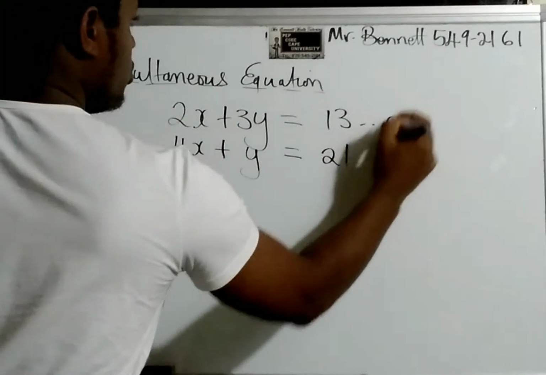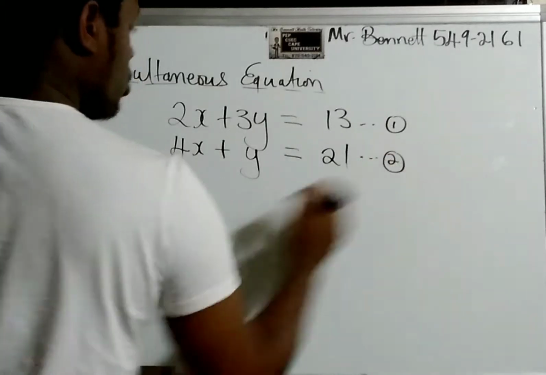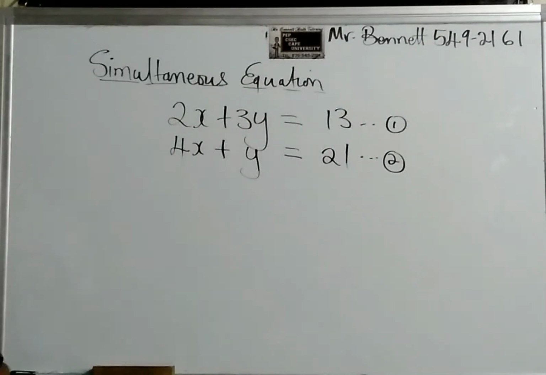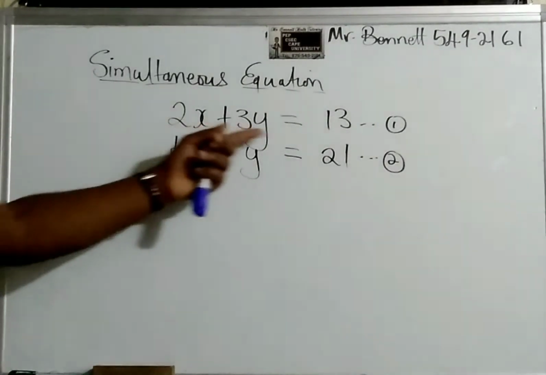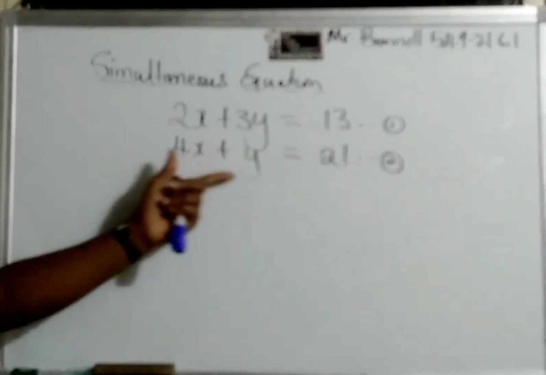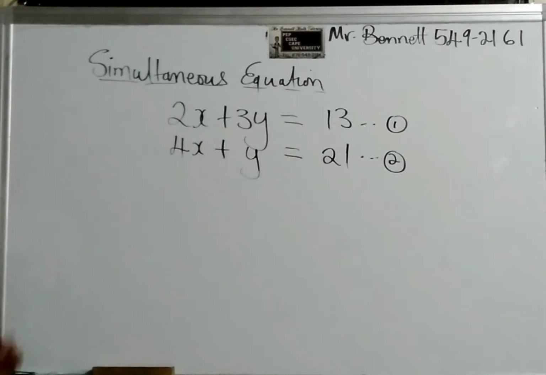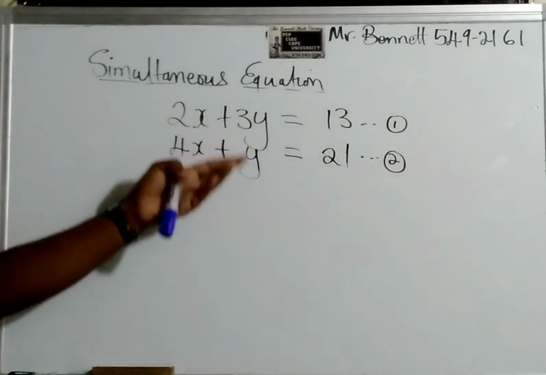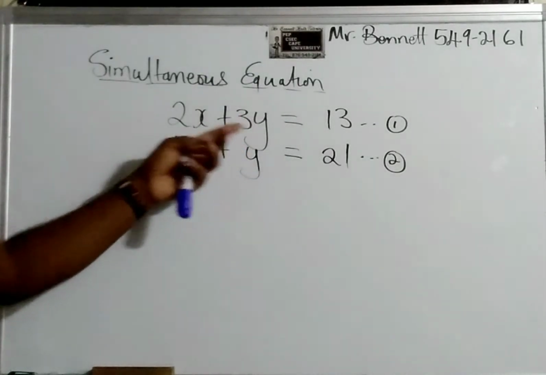This is equation 1 and this is equation 2. Now we are left with a different challenge. So we have 2x plus 3y is equal to 30 and 4x plus y is equal to 21. We are left with a different challenge. We can't just subtract right away and get rid of 1.